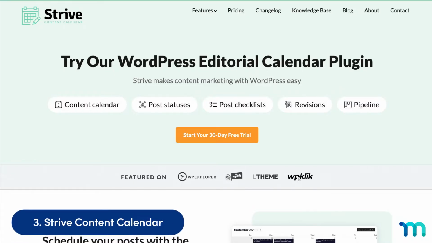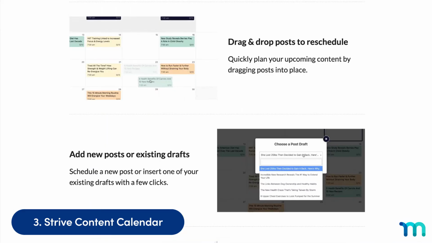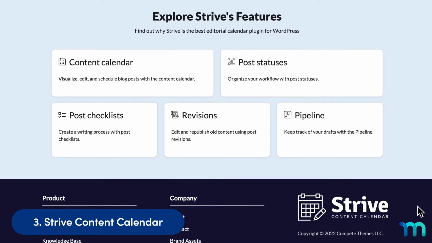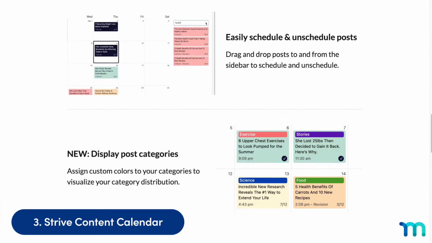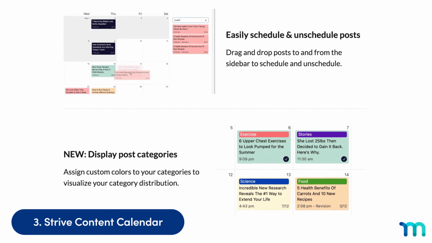Here at MemberPress, we love the Strive Content Calendar. It's a WordPress plugin that helps you schedule out content right from the WordPress dashboard. A content calendar is a critical tool in general, and Strive makes it so easy to keep on top of things and make sure you don't run out. You can set Strive up to release content regularly so your subscribers never miss out on new material.